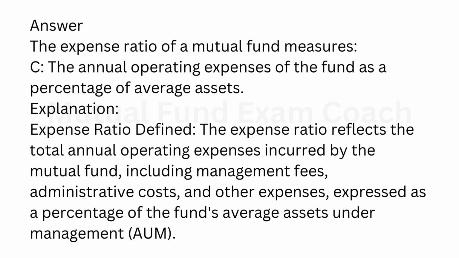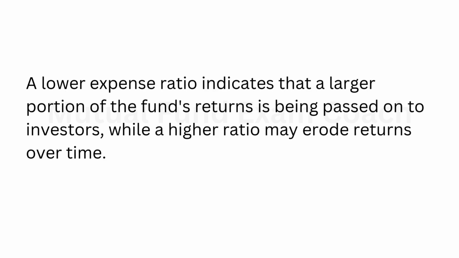Explanation. Expense ratio defined. The expense ratio reflects the total annual operating expenses incurred by the mutual fund, including management fees, administrative costs, and other expenses, expressed as a percentage of the fund's average assets under management, AUM. A lower expense ratio indicates that a larger portion of the fund's returns is being passed on to investors, while a higher ratio may erode returns over time.